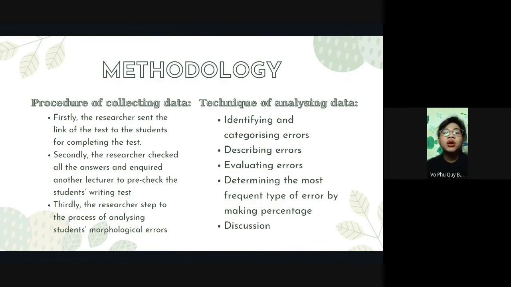The data will be analyzed using some techniques as follows. First, I identify and categorize students' errors based on James' taxonomy. Then I describe the errors. Next, I evaluate students' errors by giving corrections continuously. I calculate the percentage of each type of morphological error in order to determine the most prevalent types of error. Lastly, I discuss students' morphological errors based on the theories.